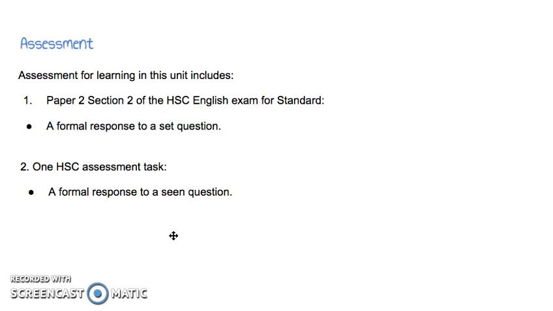The first one, of course, will be your trial and your actual HSC, and that is here. You can see that the paper 2, section 2 of the HSC English exam for standards. So in that assessment, you'll have to write a formal response to a set question. And as I said, that question will not be seen. So you need to make sure that, again, you are very familiar with the rubric.